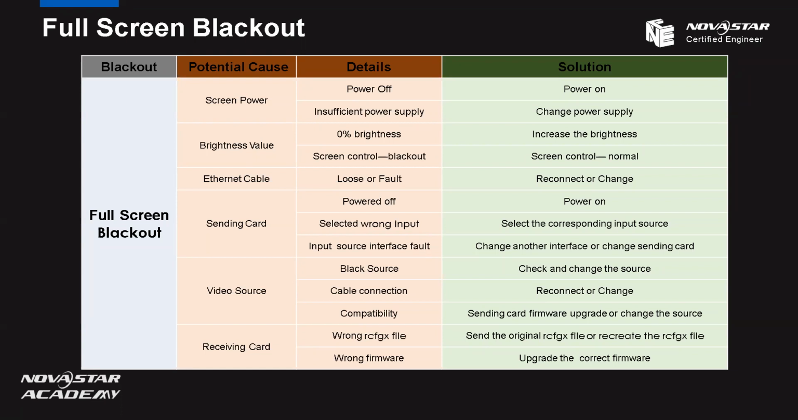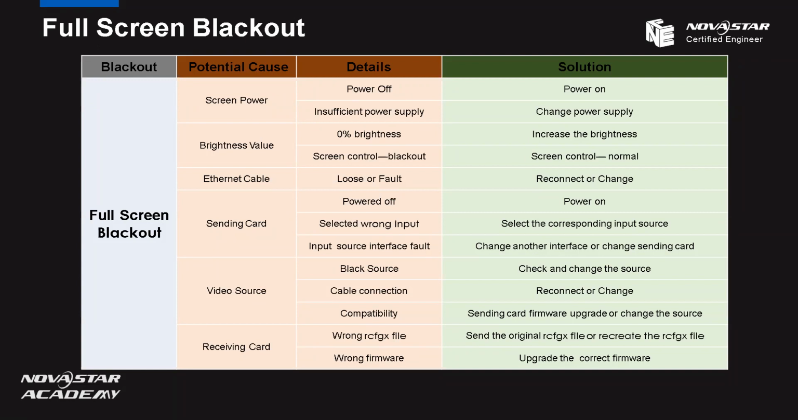And we also need to go to the screen control page to make sure you didn't send a blackout command to your LED screen. Just change the working status to normal display. And the third part is Ethernet cables. You need to check whether the Ethernet cable is well connected. If it's loose, you need to reconnect the Ethernet cable, but if it's faulty, you need to change to good quality Ethernet cables.